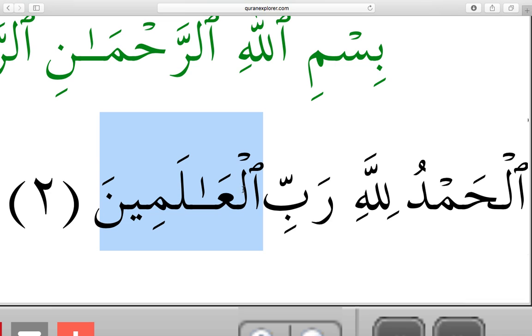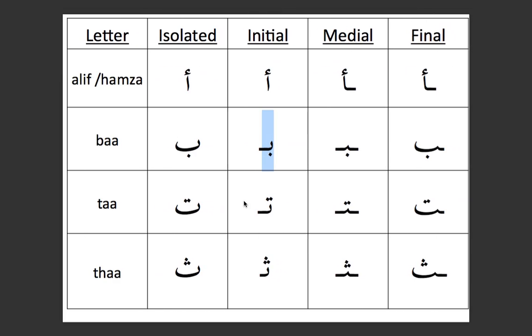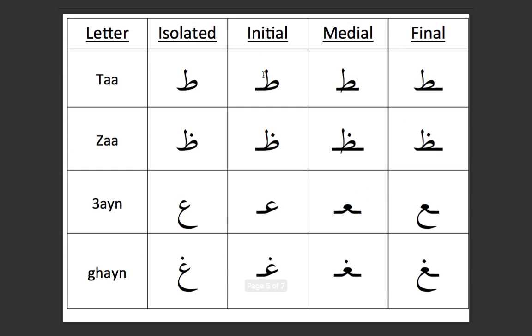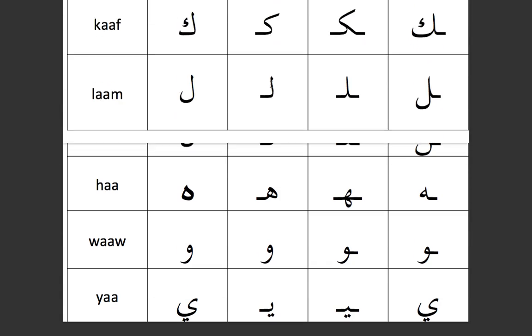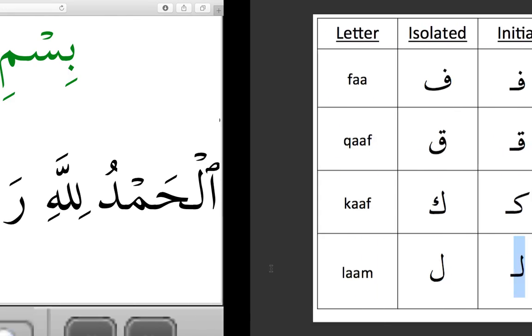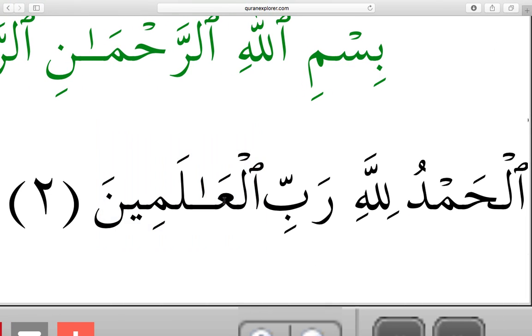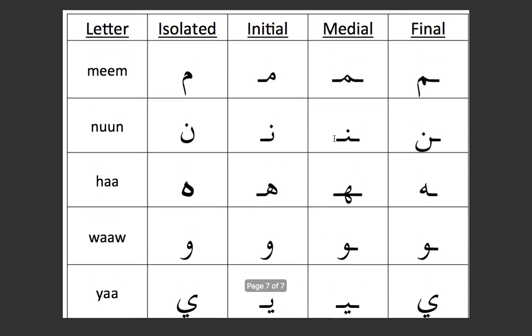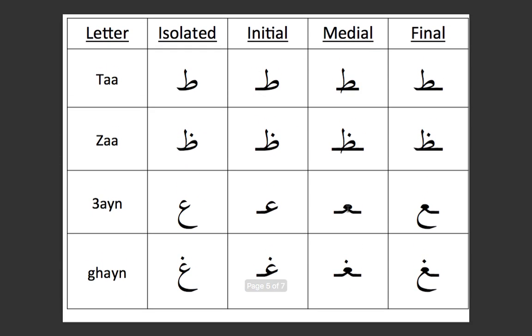In this case, if I can't tell what letter this is, this is in its initial format. So I'm going to look for this letter in the initial column in my exercise aid, and there it is. There is my lam. The next letter, where my mouse is squiggling right now, is the medial form of the letter. I don't know what letter this is, but I'm going to look for it in the medial form column. And there it is. This is ain.